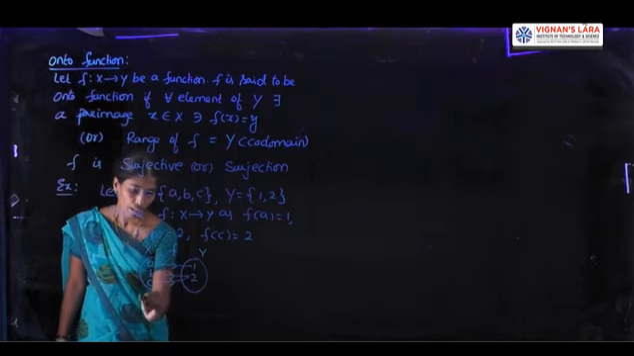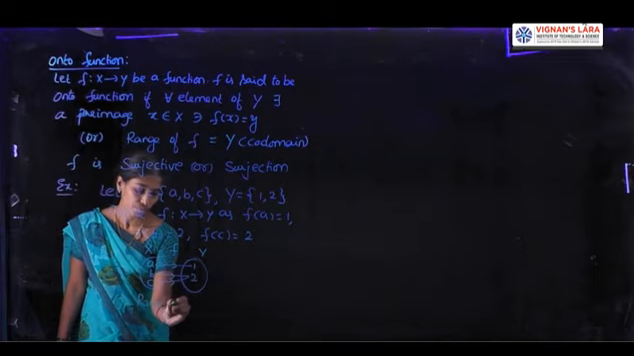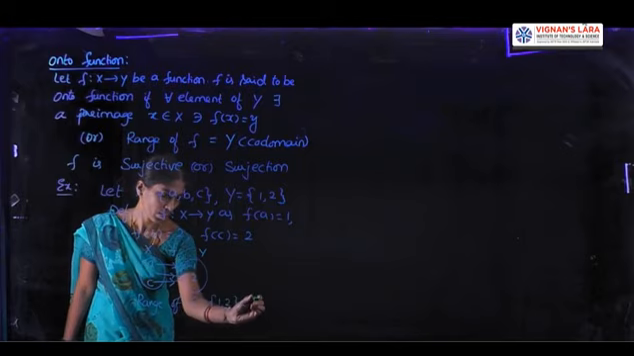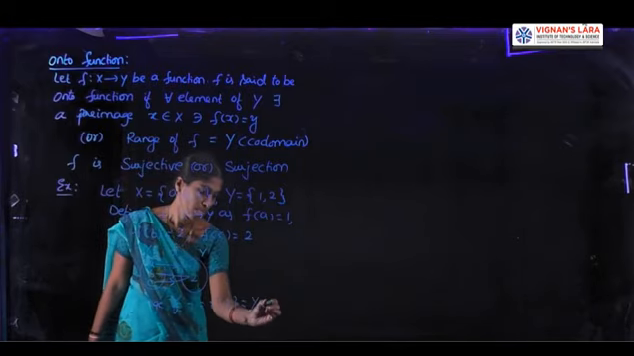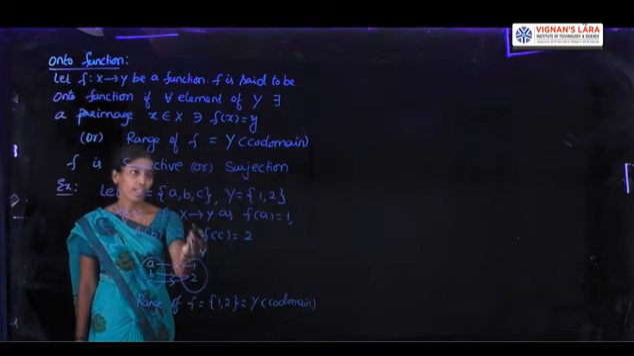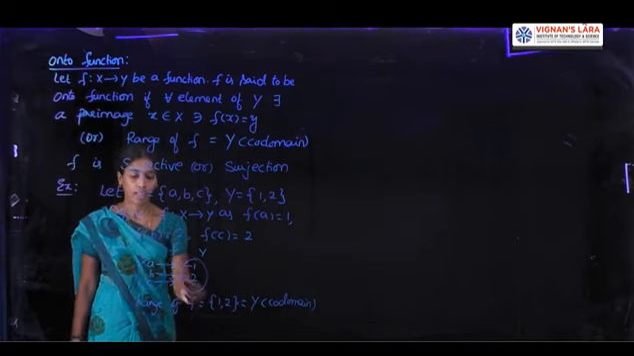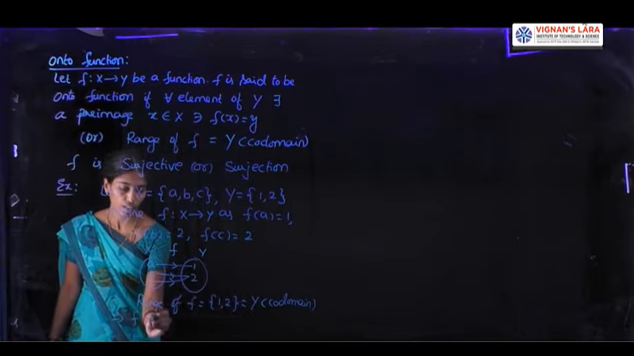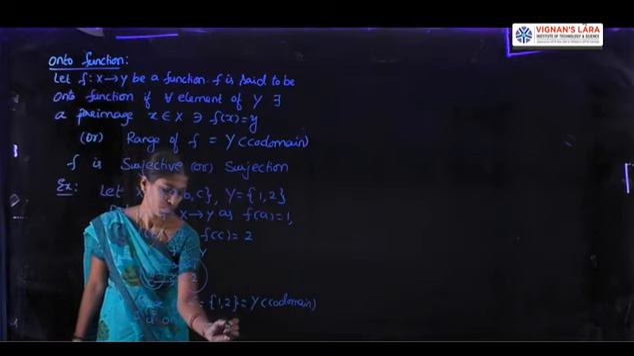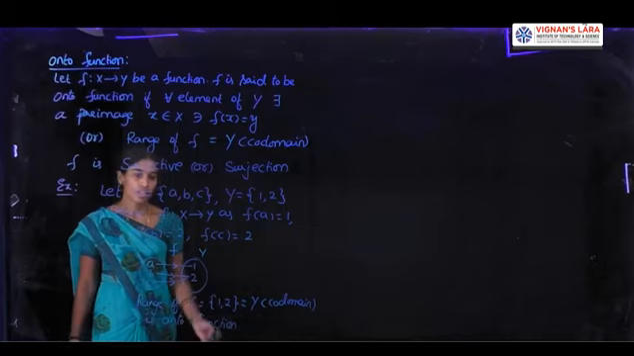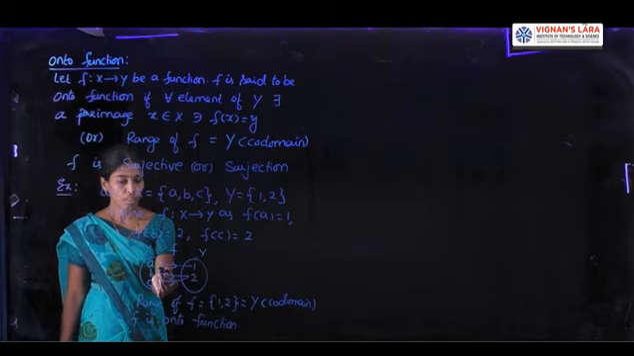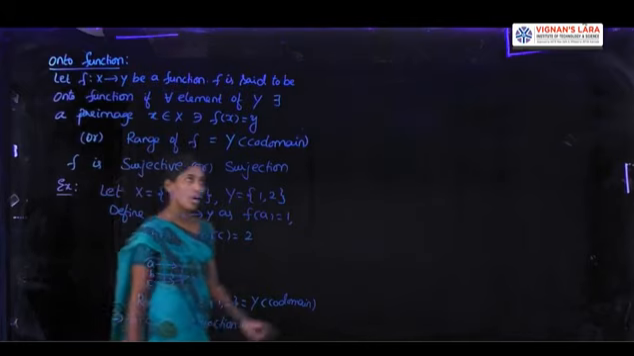Here the range of f is equal to the set {1, 2}, which is nothing but the codomain set Y. So because the range of f is equal to the codomain, f is an onto function. In other words, for every element of the codomain set, there exists a pre-image in the domain set, therefore f is an onto function.